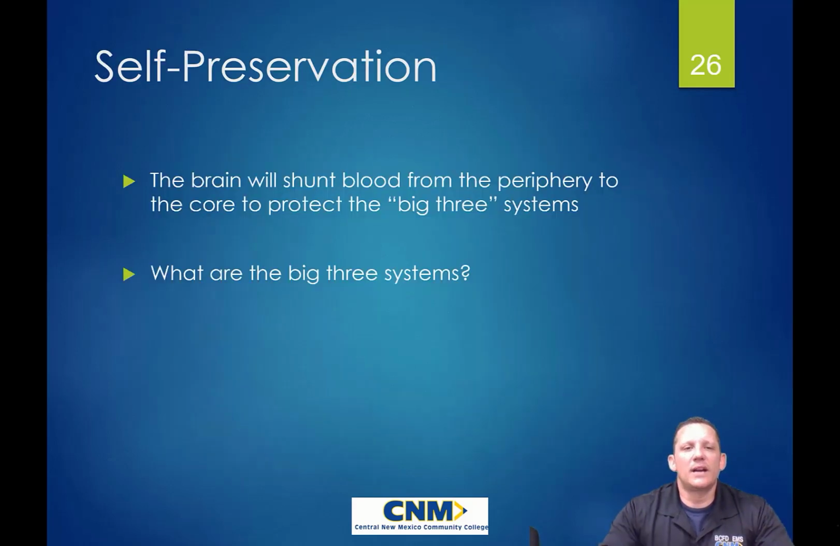So when we're looking at shock, this is that self-preservation mode. You can see on this slide it says the brain will shunt blood from the periphery to the core to protect the big 3. Now, I call it the core 4, which again is the brain, the heart, the liver, and the kidneys. And this is asking you what the big 3 systems are.